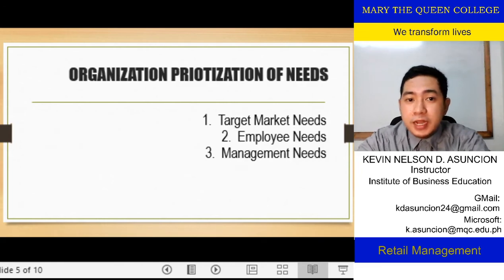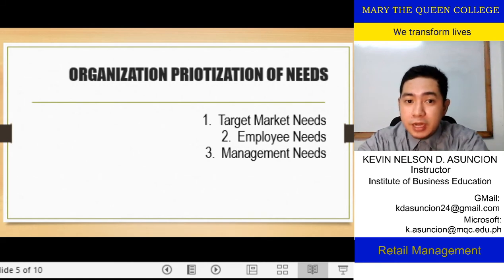Okay? So, the organization needs to prioritize three things, which we've talked about. First, the target market needs. Remember, the meaning of marketing is mutually satisfying the needs of the organization or the business and the target market or the customers. So we focused on the target market or the customers.